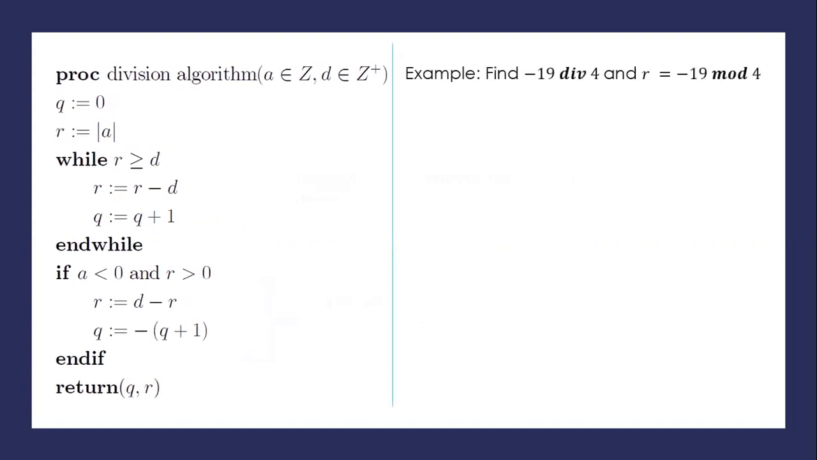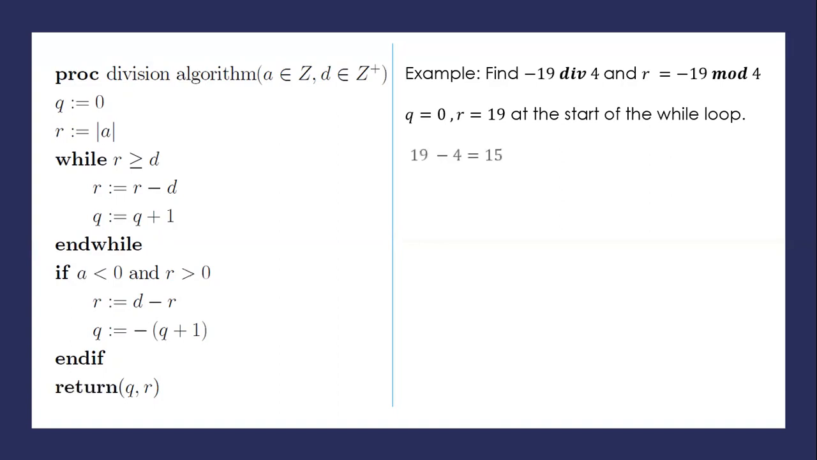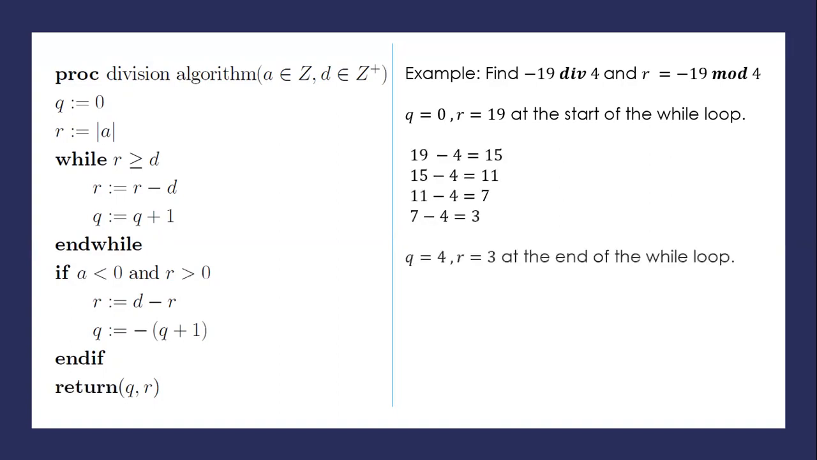So let's see this in action. Let's say I want to find negative 19 divided by 4 and negative 19 mod 4. So we start with the assignment there at the beginning. Q will be assigned to 0. R will be assigned the absolute value of negative 19, so 19 at the start of the loop. The while loop runs. It will run 4 times, giving me a Q of 4, a remainder of 3 at the end of that while loop.